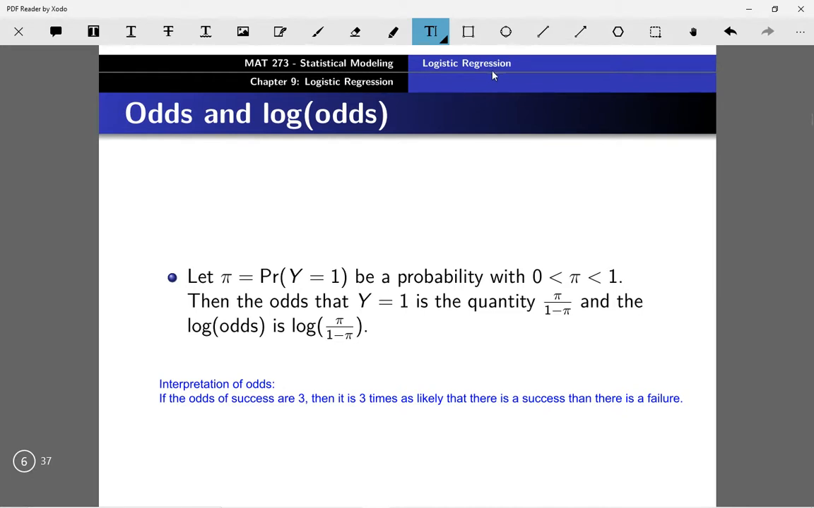And we can further define the log odds just to be, exactly as it sounds, the log of the odds here. Okay. And notice that since a probability is always between 0 and 1, the probability of success is always going to be positive, or 0, and the probability of failure is also going to be positive. So this ratio, the odds ratio, will always be positive. Okay.